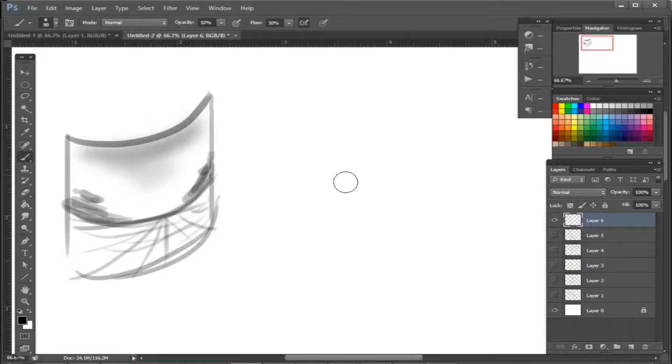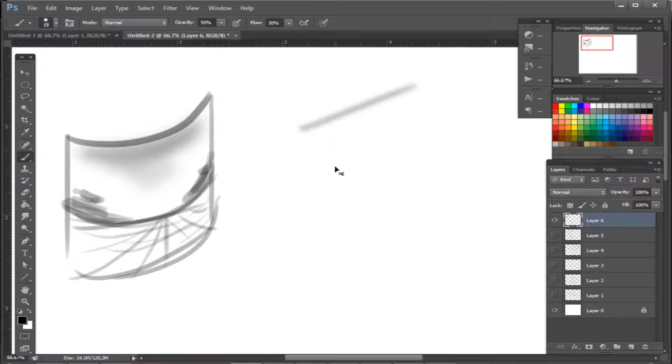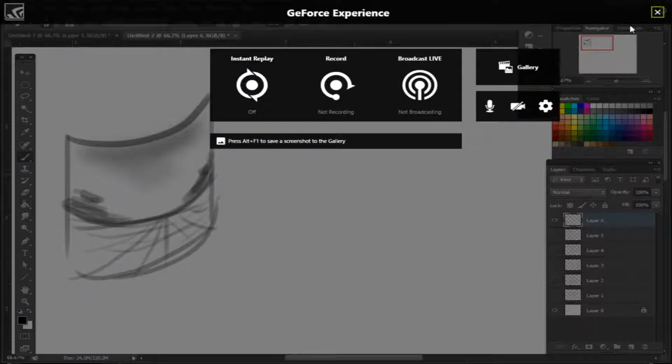Now watch what happens when you have a more complex shape, like if it's more of an S curve.